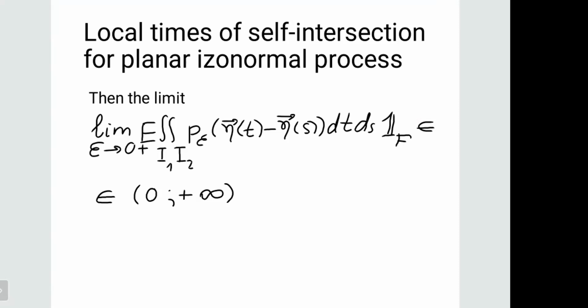For example, suppose that we have no intersections here. Then it means that the graphs of our eta on the intervals I1 and I2 are not intersecting. Then there exists some distance between them, and when we substitute this difference into P epsilon, we get an expression which rapidly decreases to 0. So it will be 0.